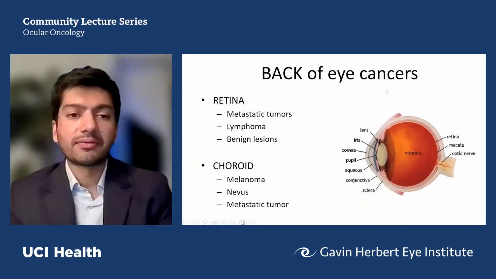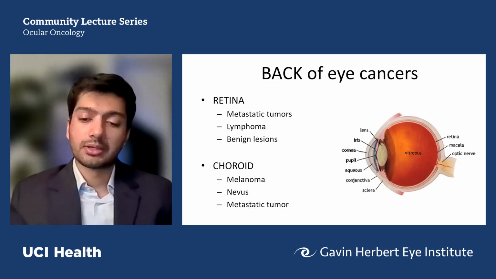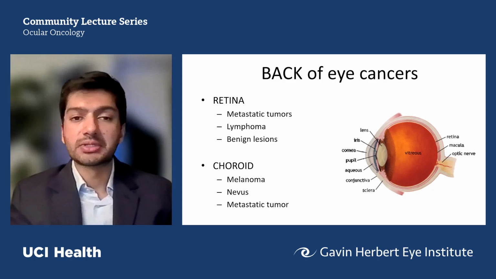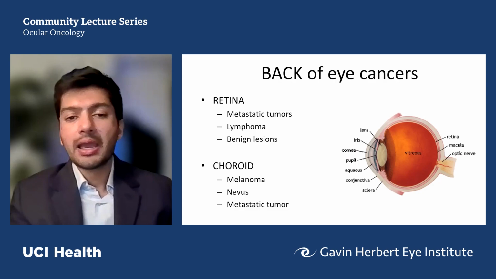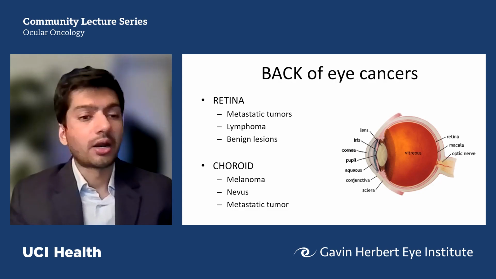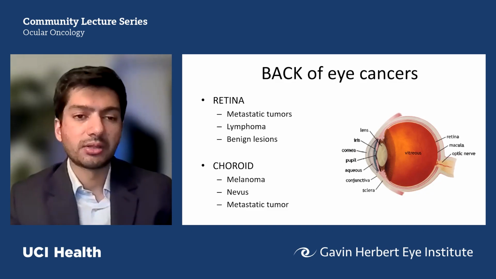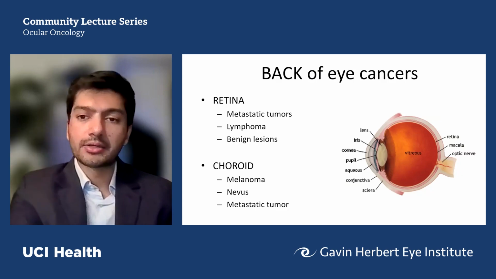So really focusing on the back of the eye cancers, there are all these layers in the back of the eye, and there can be metastatic lesions that come from somewhere else in the body. Lymphoma can also present in the back of the eye, and then there are all sorts of little growths that are benign as well, that have no chance of spreading elsewhere in the body. We also follow these. And there's the choroid, which is the layer right underneath the retina.